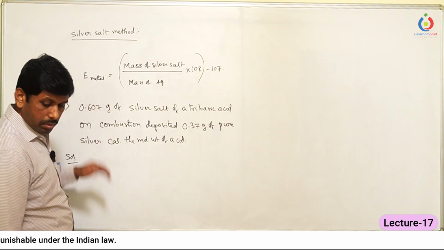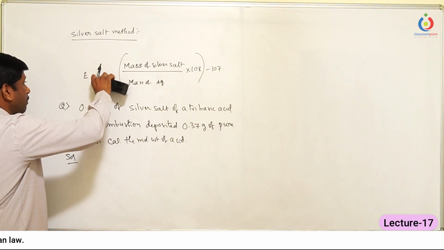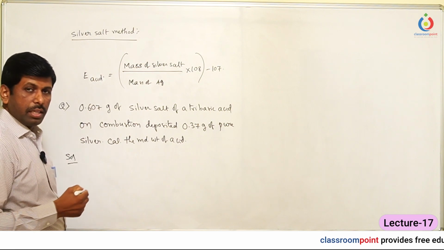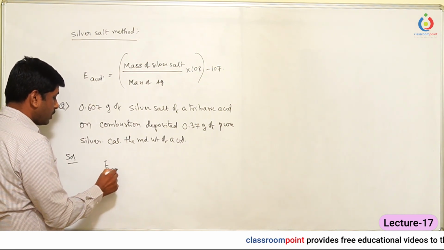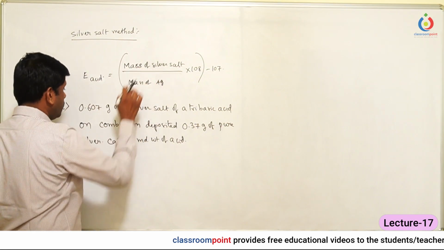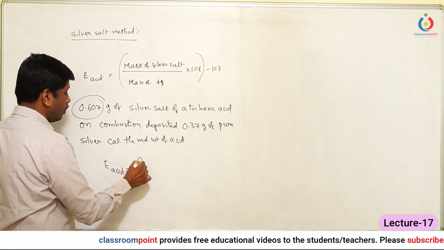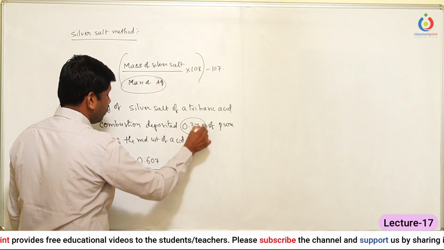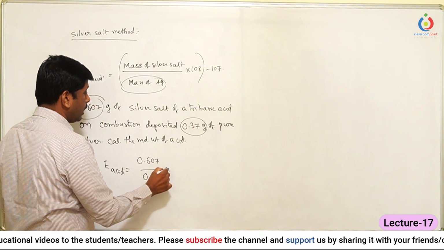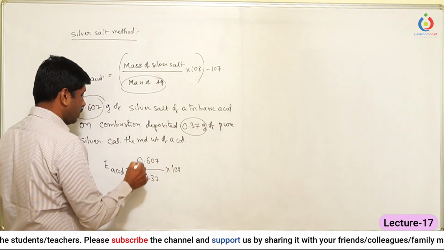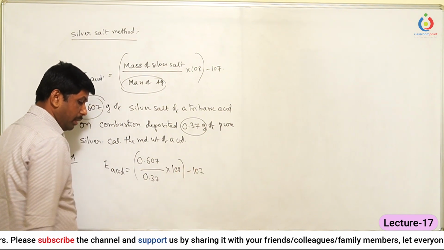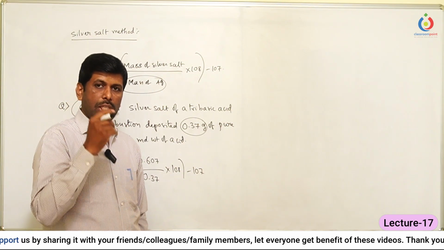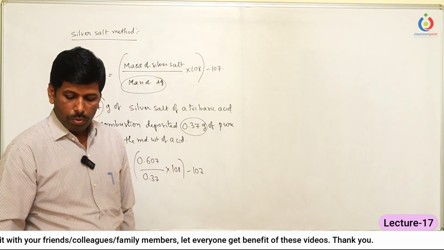From this formula, sorry, this is not the metal, this is the equivalent mass of the acid. So let us calculate the equivalent mass of the acid. Equivalent mass of the acid is equal to mass of the silver salt, given as 0.607, divided by mass of the silver formed, that is 0.37, into 108, which is the atomic mass of silver, minus 107. Why? Because one silver can replace only one H plus ion. So silver mass is 108 minus 1 equals 107.